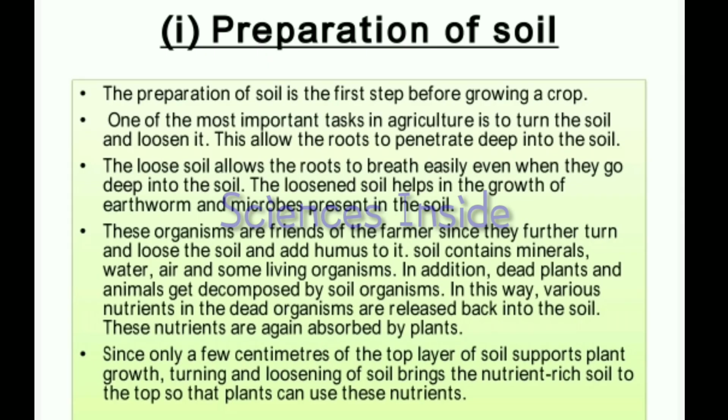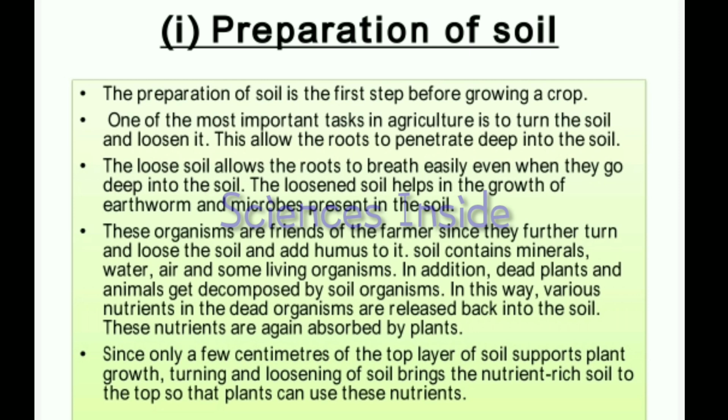Preparation of soil. Soil is the medium in which plants grow and derive water and minerals from. Therefore, maintaining soil quality and fertility is crucial for a good crop. The preparation of soil is the first step before growing a crop. One of the most important tasks in agriculture is to turn the soil and loosen it. This allows the roots to penetrate deep into the soil.